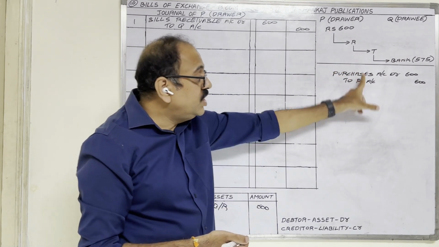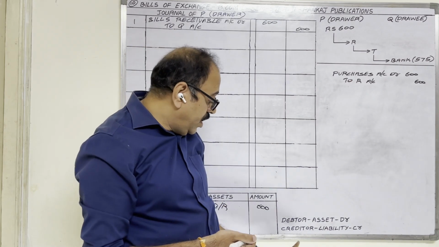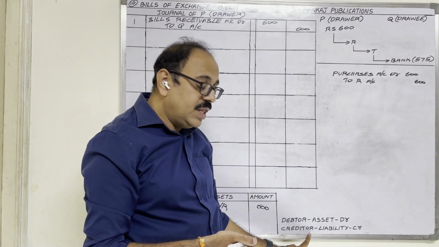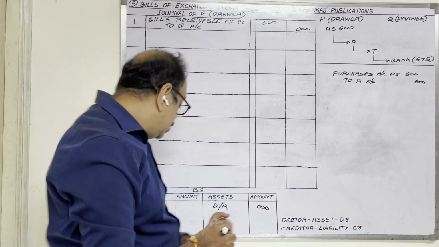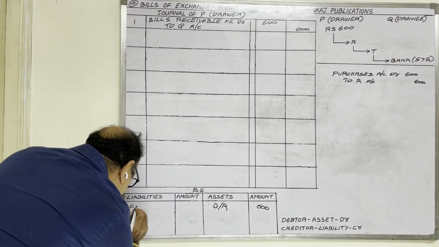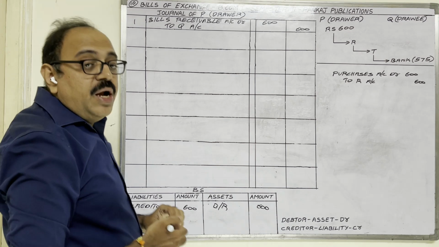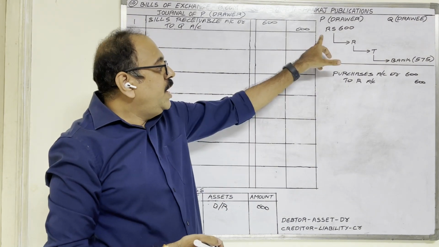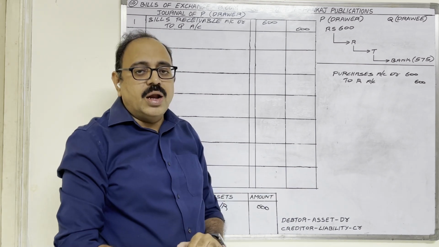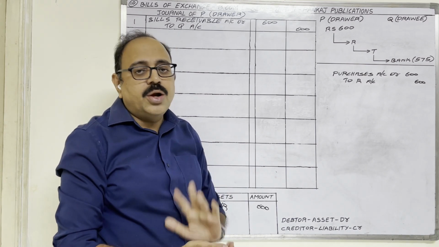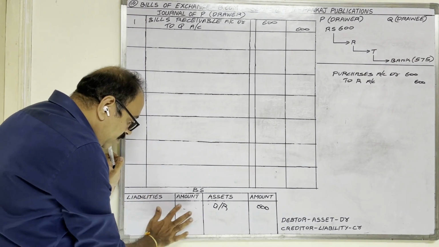What is the effect of this entry on the balance sheet? The R account is created. When any personal account is created, the meaning is that the person is a creditor. It is a liability. So on the liability side, creditor 600 is appearing. Now come to the endorsement entry. We are endorsing the 600 rupee bill to R. So when we give that bill to R, R is no longer a creditor to us. Therefore, the creditor account will get cancelled.